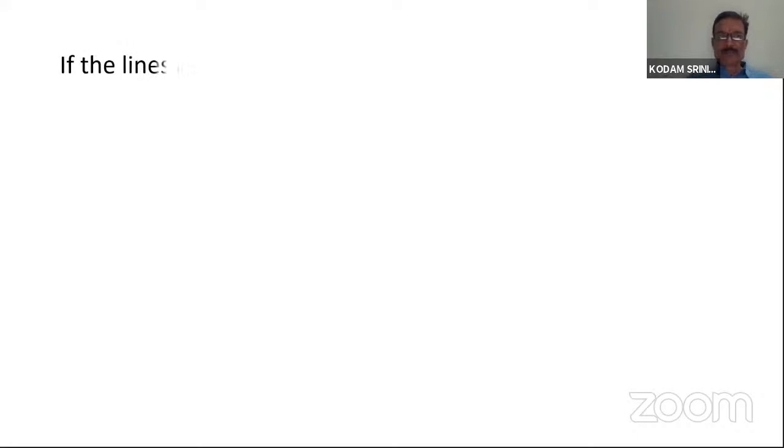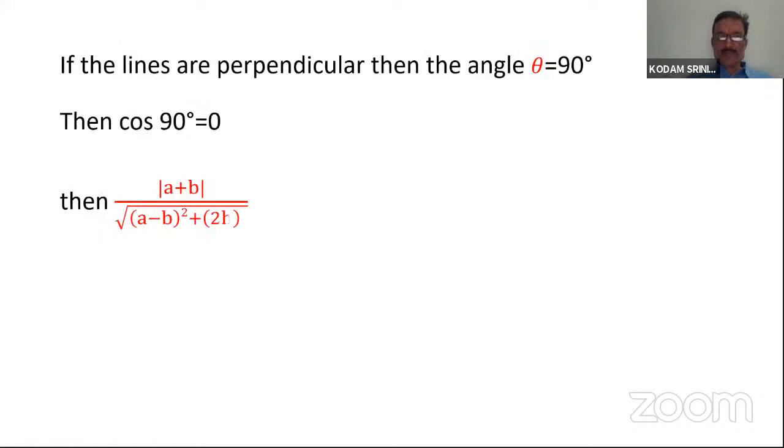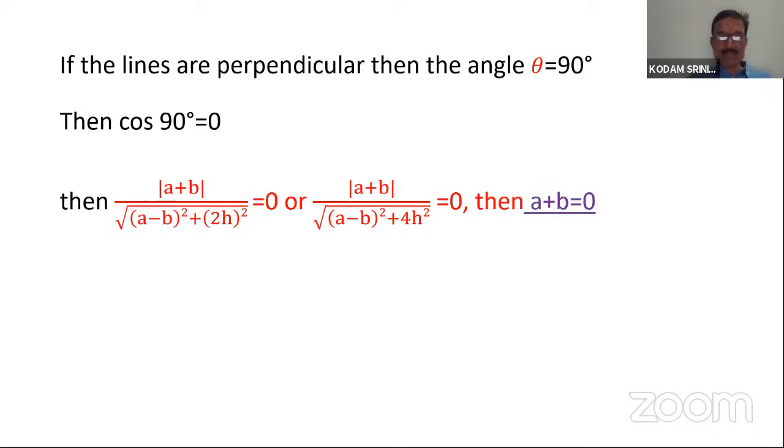So equating cos 90 equal to 0, we have modulus of a plus b by under root of (a minus b) whole square plus (2h) whole square, or modulus of a plus b by under root of (a minus b) whole square plus 4h square, equal to 0. Now, in place of cos theta I am writing 0. From the cross multiplication, we have modulus of a plus b equal to 0 into under root of (a minus b) whole square plus 4h square.